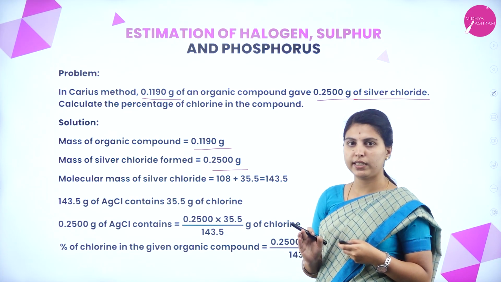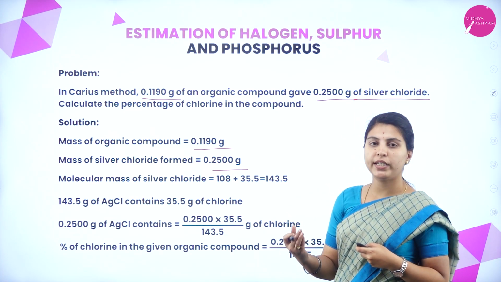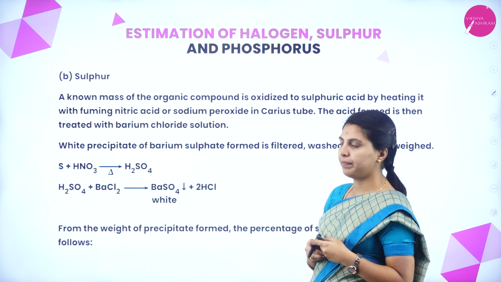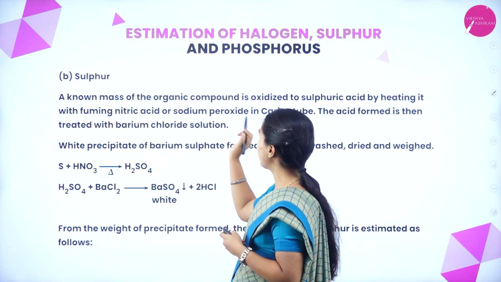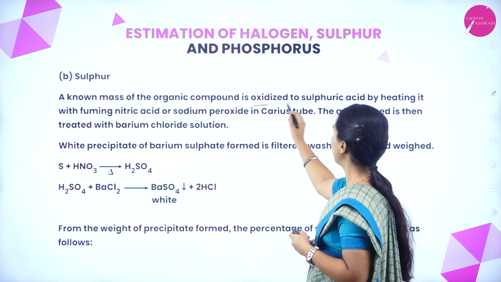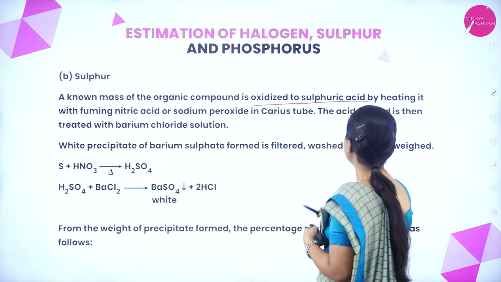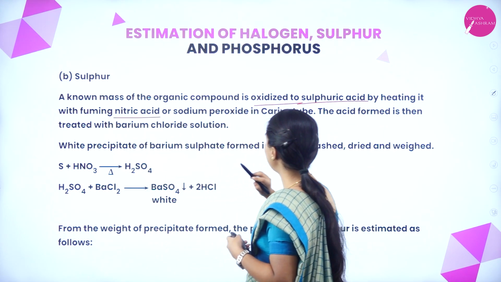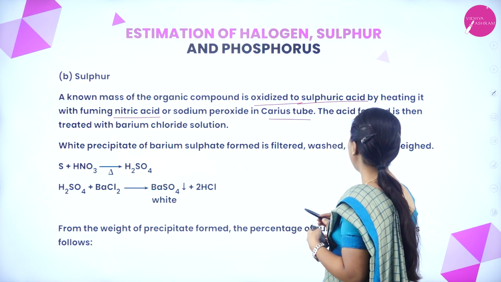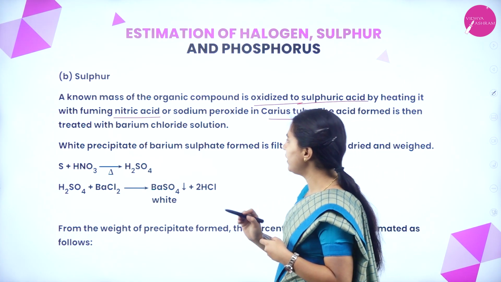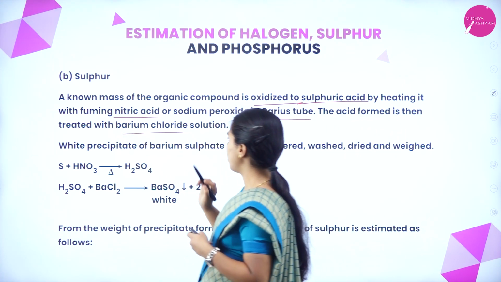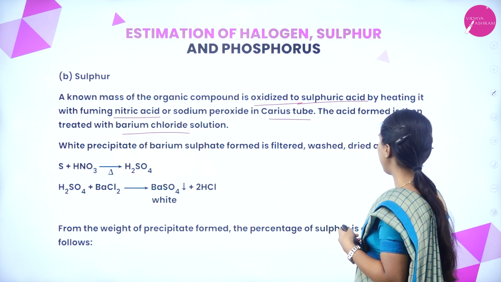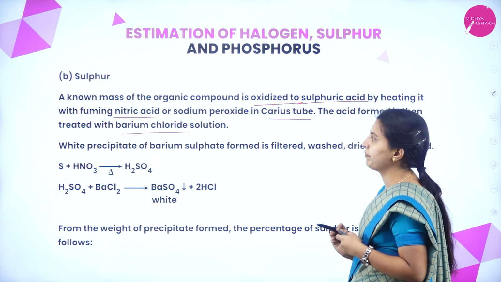This is about the halogens. What you have to understand is that from the halogen, the corresponding silver halide will be formed. Next one, sulfur. A known mass of organic compound is oxidized to sulfuric acid by heating it with fuming nitric acid or sodium peroxide in Carius tube. The acid formed is then treated with barium chloride solution. White precipitate of barium sulfate formed is filtered, washed, dried and weighed.